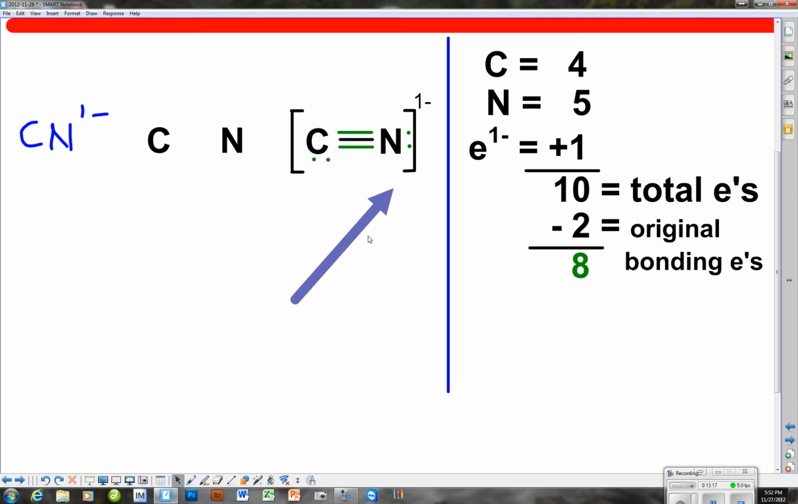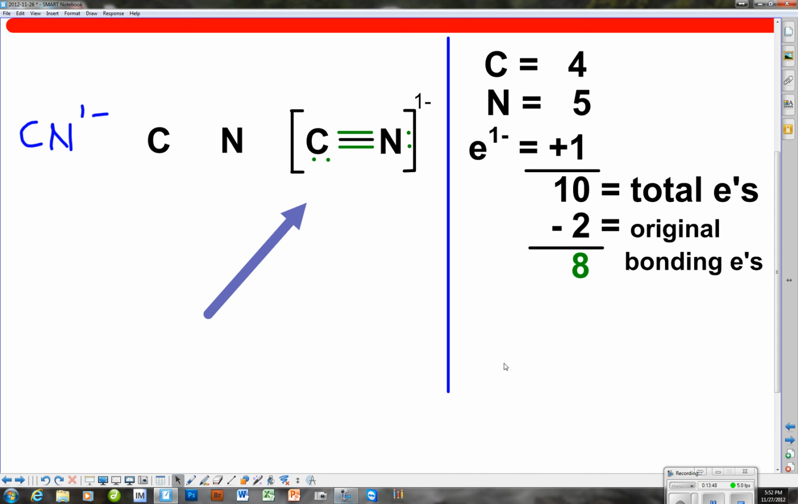Now let's check the whole thing out. Nitrogen should have 8. 2, 4, 6, 8. Good there. Carbon should have 2, 4, 6, 8. So that part is good, and our total should come out to 10. So we count the total now. 2, 4, 6, 8, and 2 more is 10. So we have just made ourselves a very nice Lewis structure.